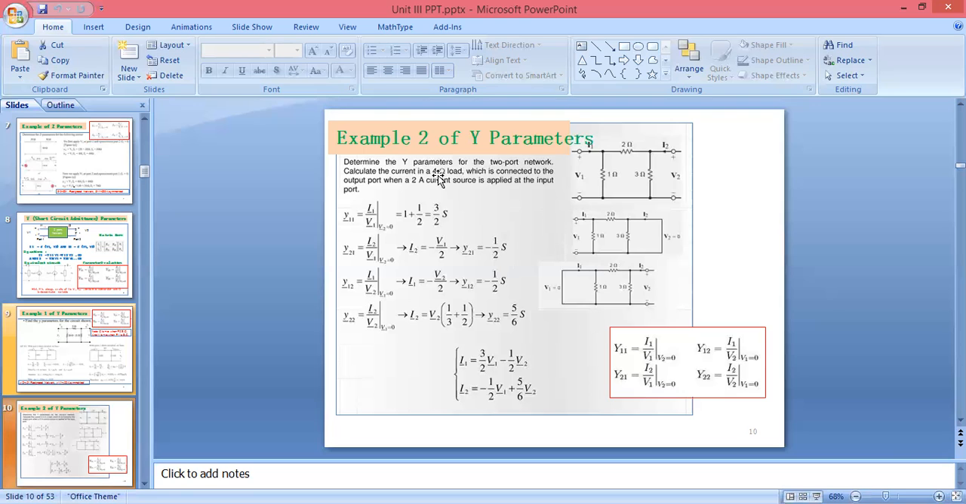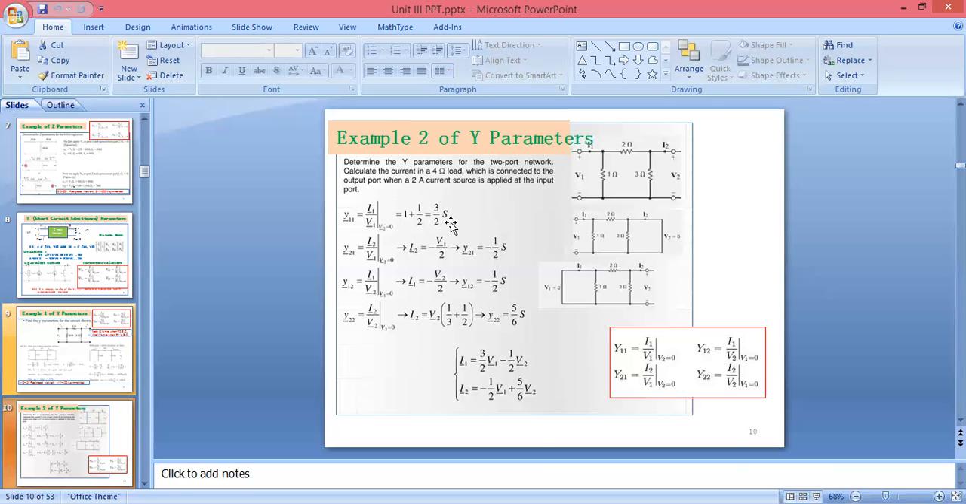For that, firstly we are supposed to determine the Y parameters, because they have asked us to determine the Y parameters first. How will you determine the Y parameters? By using these 4 formulas. Whenever you are supposed to calculate Y11, at that time we consider V2 equal to 0. Y11 equal to I1 upon V1. If you calculate, you will get 3/2 siemens.